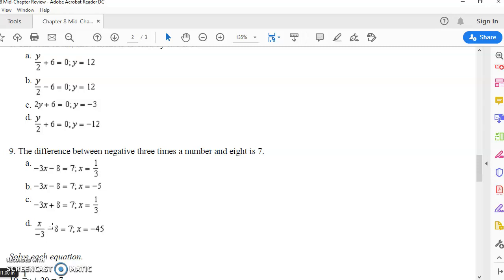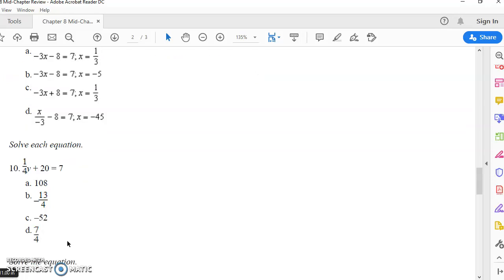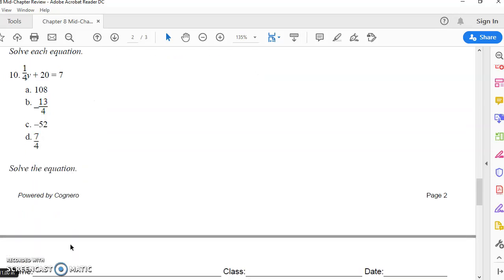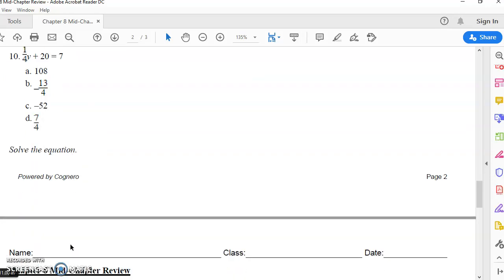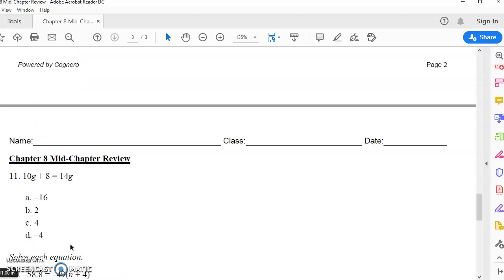Number 9 is B as in boy. Number 10 is C. Number 11 is B. Number 12 is B as in boy. Number 13 is B. 14 is B. 15 is C. So again, if you didn't understand me for 11 and 12, 11 is B as in boy. 12 is B as in boy as well.